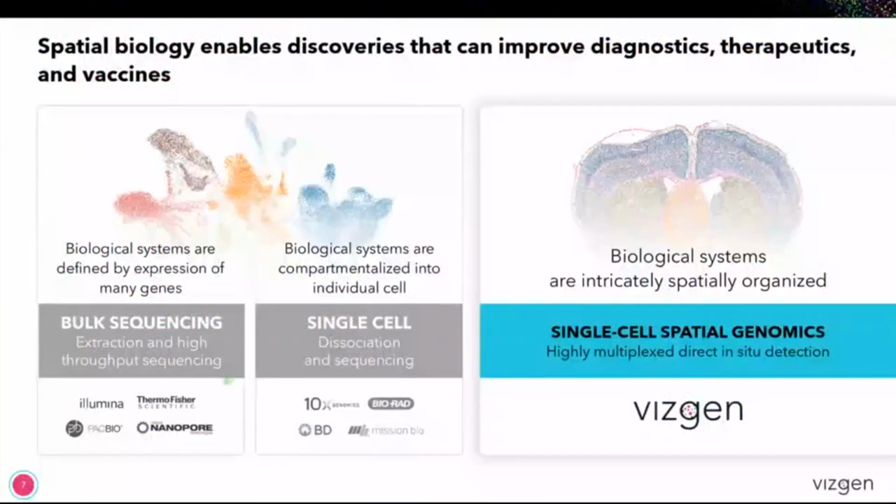So if we move from this really simple example and try to translate it to the genomics field, put it back into some historical perspective, we are all stemming from work in bulk sequencing, which brought a lot to understanding biological systems as defined by the expression of many genes. It was really more about comparing gene expression between one tissue and another, or between the same tissue in different states. It was going through extraction. High-throughput sequencing is still a huge part of the work that we do in the genomics field.